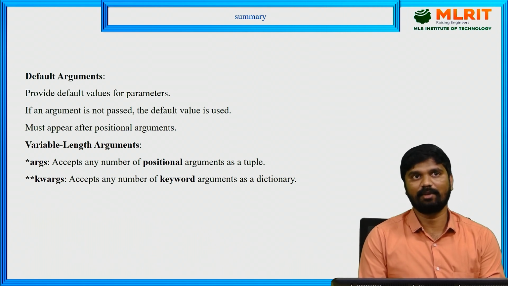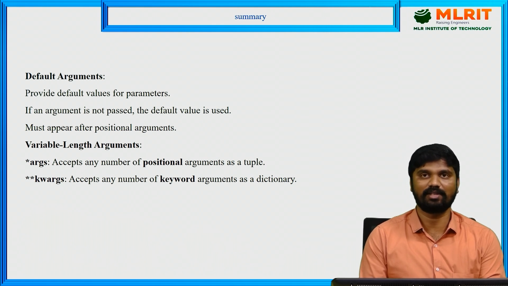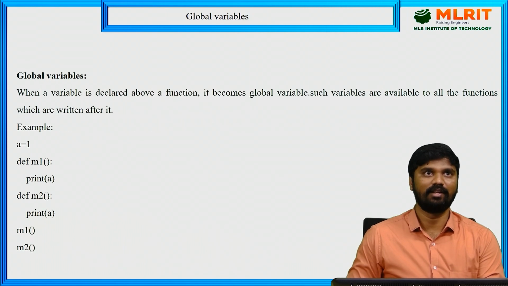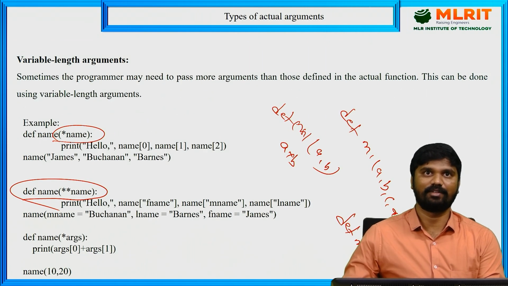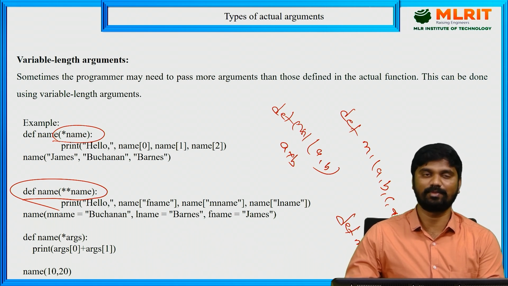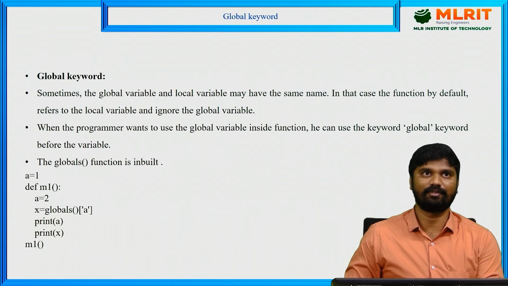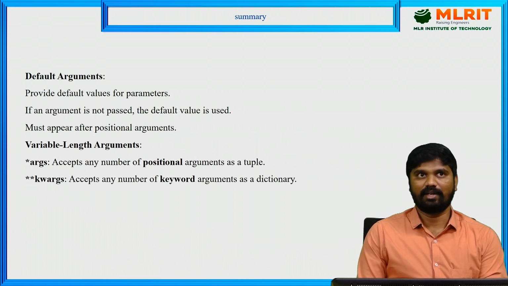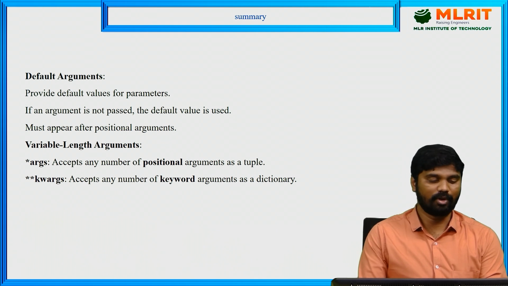So these are the two types of arguments. One is arbitrary arguments and the next one is keyword arbitrary arguments, right? So these are the differences: keyword arbitrary arguments means two asterisk symbols and just arbitrary arguments means one asterisk symbol, right? So that is the difference between variable length arguments. Next, local variables and then global variables, and also we discussed the globals function, right? Thank you.